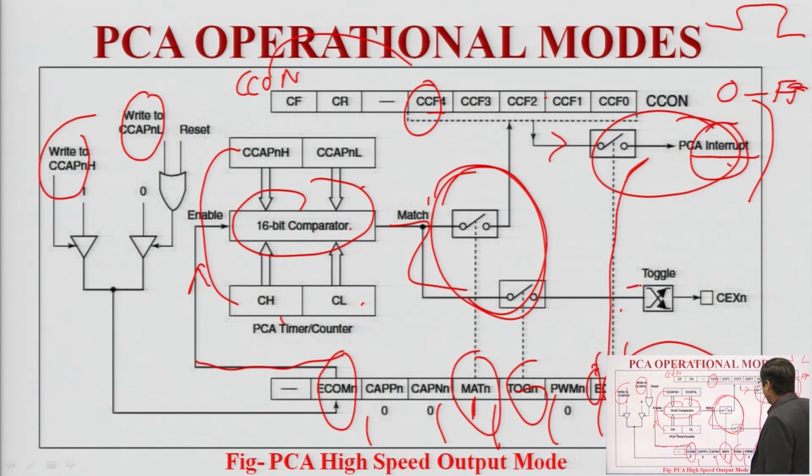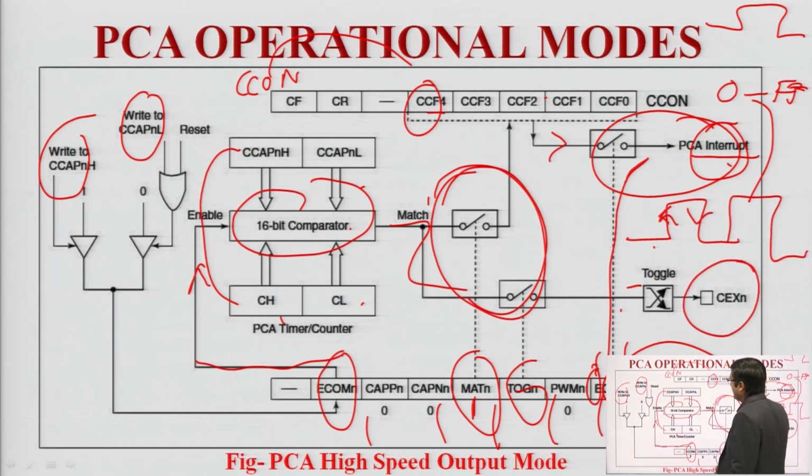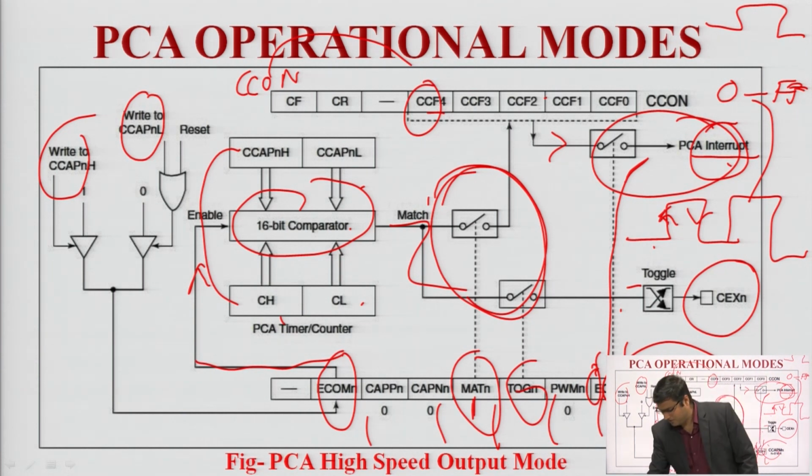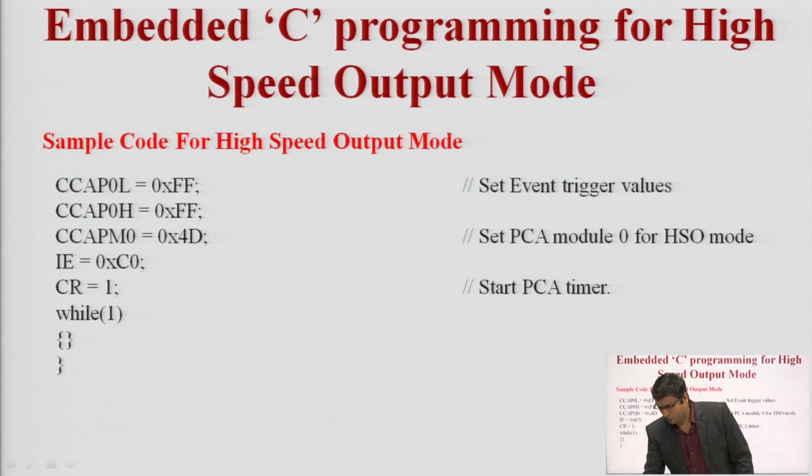So toggle occurs when a match occurs, and we can say that we are going to generate a high speed output toggle mode from this one. We are generating the waveform, and it is associated with the CEX output pin. This is the operation of the PCA. So let us study its C coding, the C mode of operation.